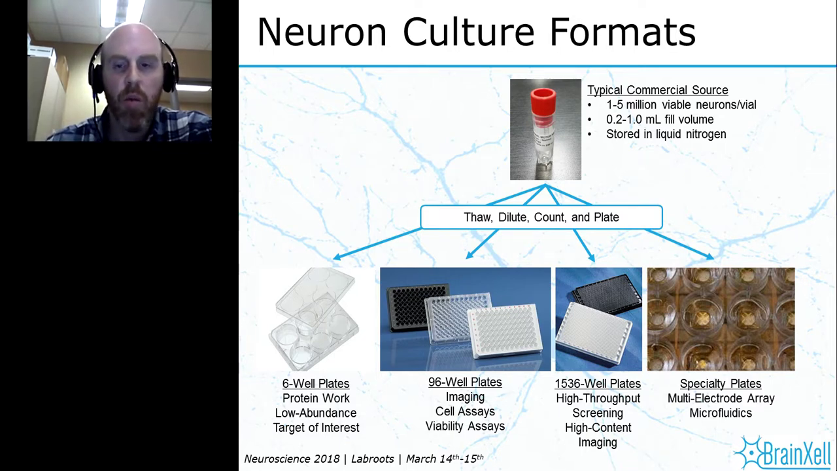So how you're going to plate them, what you're going to do really depends on the experiment at hand. We have collaborators who plate these cells in very large wells because they need a lot of protein for a low abundant target. Of course, they could be plated, commonly in 96 well format for imaging, for cellular assays, for viability assays. That's a format we use very commonly, and even our guides talk about using that format. However, they can also be used in very high throughput formats.